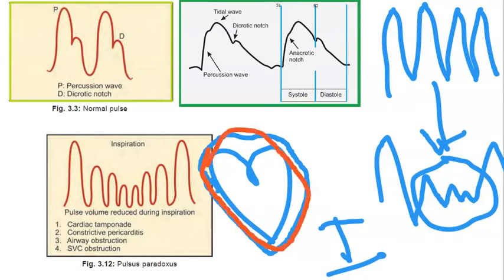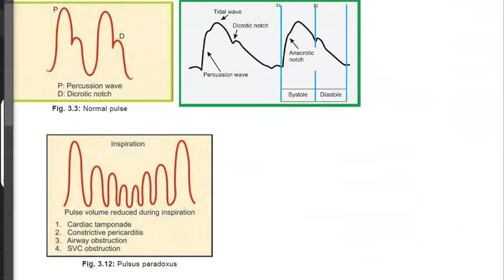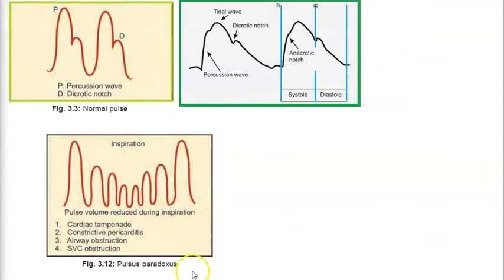Constrictive pericarditis. Airway obstruction due to asthma. So if there is acute severe asthma, airway obstruction is there. What happens in asthma? The air cannot exit, right? It enters but it cannot leave. That is what asthma is, right? So that is why there is more pressure on the heart. So it cannot give you the volume that you require, right?